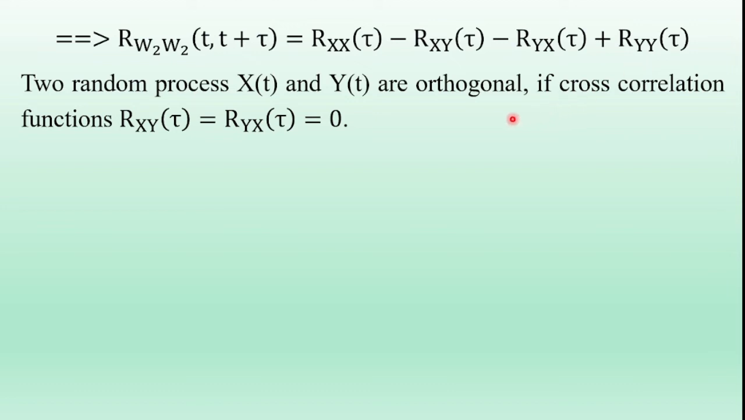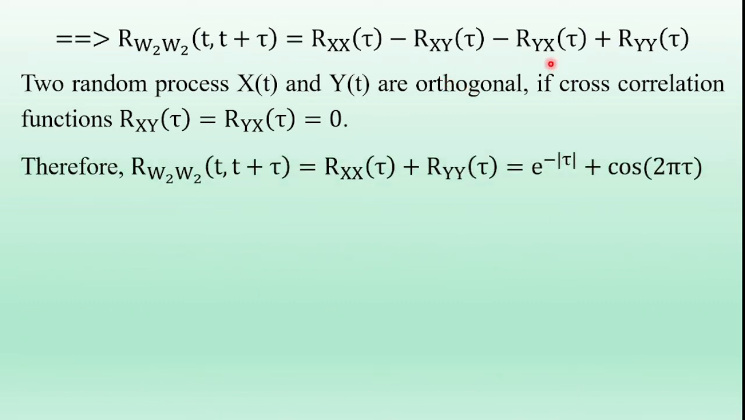The two random processes x of t and y of t are orthogonal if the cross correlation functions are 0. That is Rxy of tau is equal to 0 and Ryx of tau is equal to 0. Applying this condition into RHS term of this equation, therefore Rw2 of tau is equal to Rxx of tau plus Ryy of tau. From the given data, Rxx of tau is e power minus mod tau, and Ryy of tau is cos of 2 pi tau. So this is the answer of autocorrelation function of the random process W2 of t.